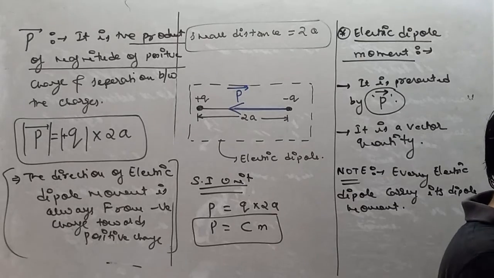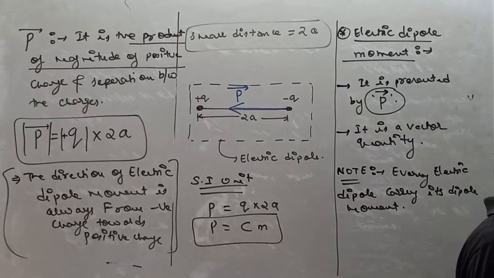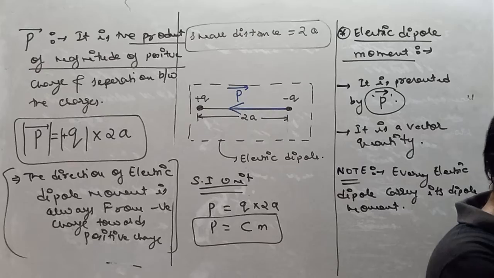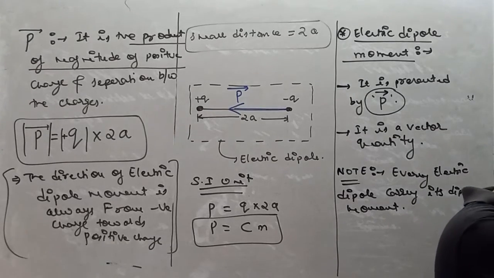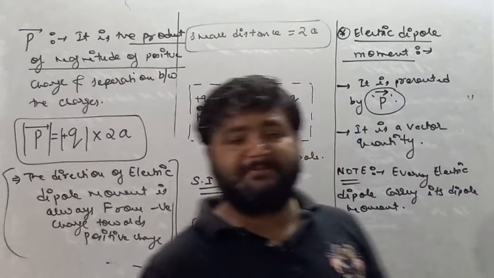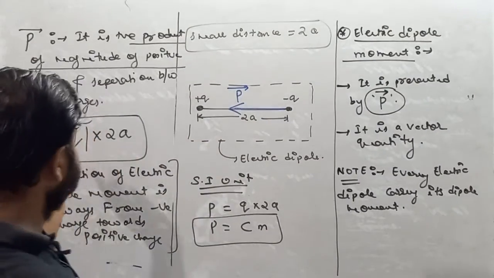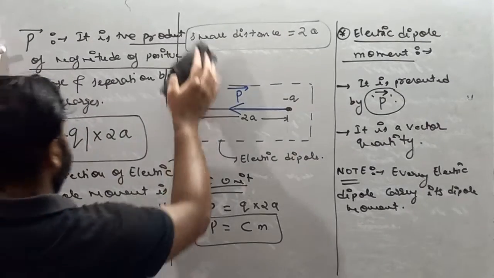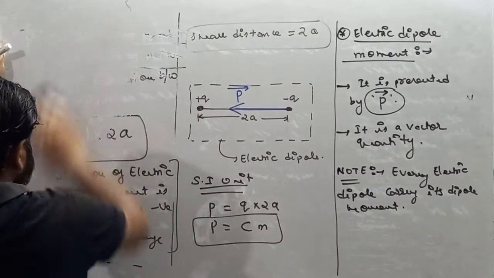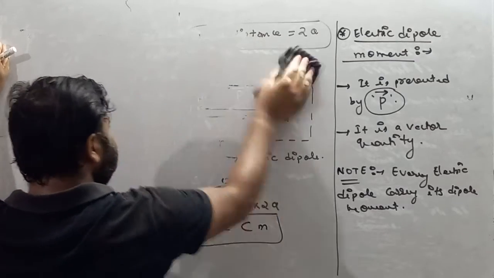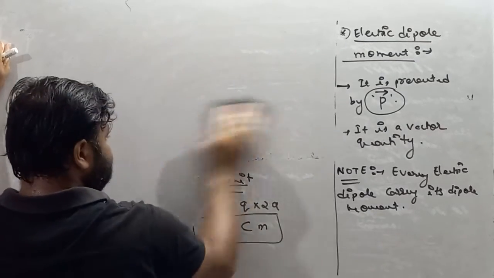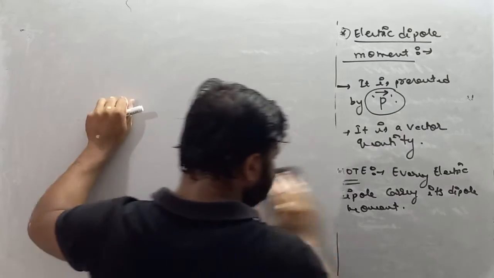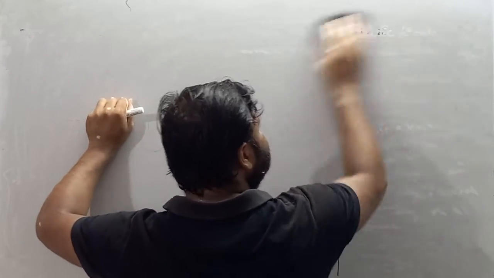What actually is dipole moment? Remember, dipole moment is basically the product of the magnitude of positive charge and the separation between the charges. This is called electric dipole moment. Now moving forward, we have two different lines when we are dealing with an electric dipole system, on which we have to find the electric field.